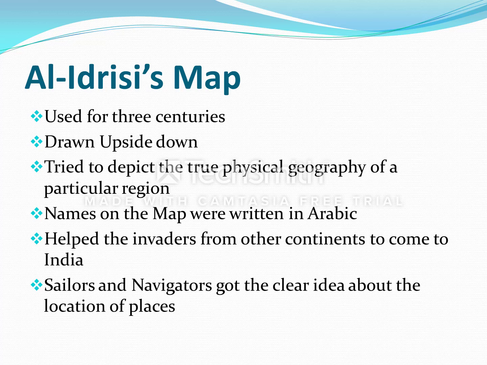His maps gave a clear picture about the coastal areas of India, and he mentioned some of the regions of India, for example Kannauj in Uttar Pradesh. These maps helped to understand the economic and social life of the people of that particular region and made it easier for the invaders from other continents to come to India. The sailors and the navigators got a clear idea about the location of places.